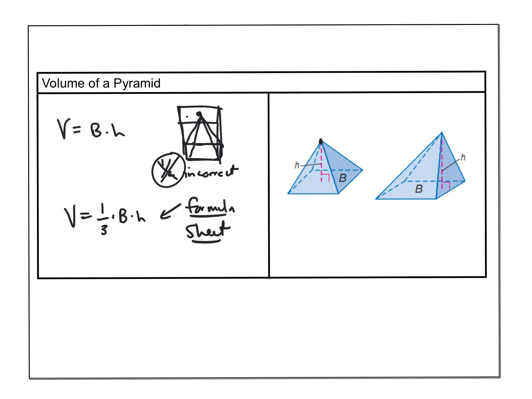And the volume of a cone is not too different, except we know what shape the base is. Remember, big B is just the area of the base, whatever that is. And H is going to be your height, sometimes called your altitude, from the top straight down to the bottom, making a 90-degree angle.